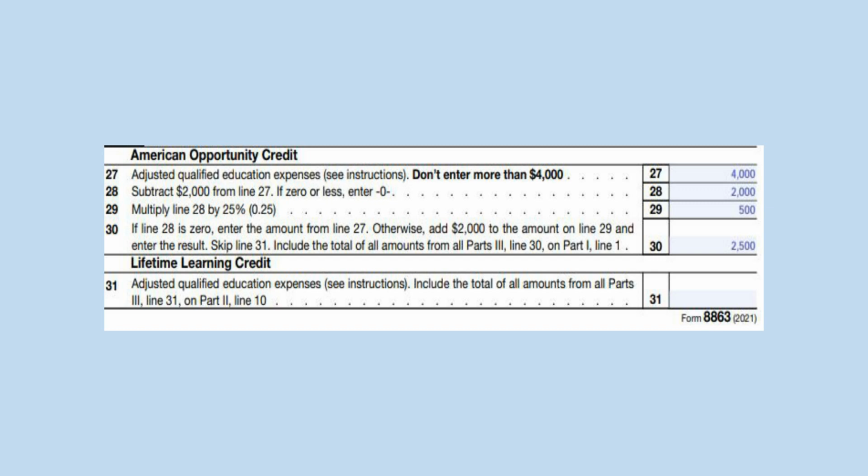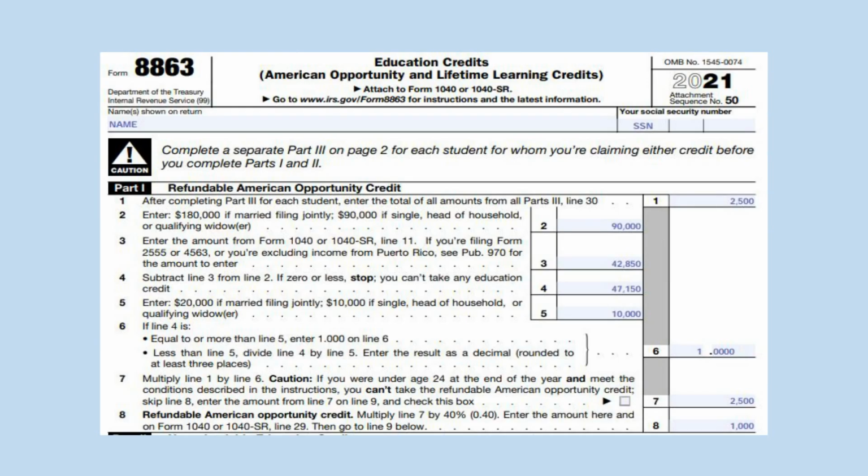On line 30, you're going to add $2,000 to the amount on line 29, so that will be $2,500. We will carry this amount to Part 1, Line 1. On Line 2, put $90,000 as you are single. On Line 3, enter the amount from your 1040 Line 11, which is $42,850. Subtract Line 3 from Line 2 to arrive at $47,150 on Line 4.